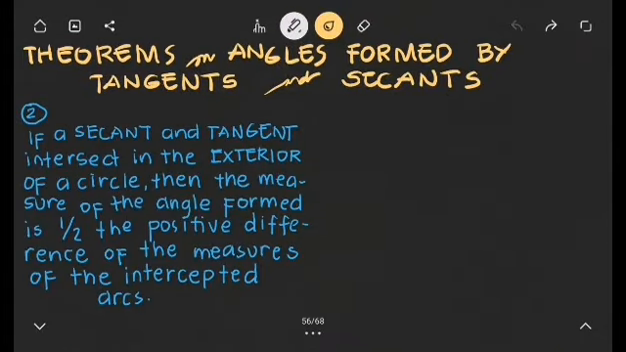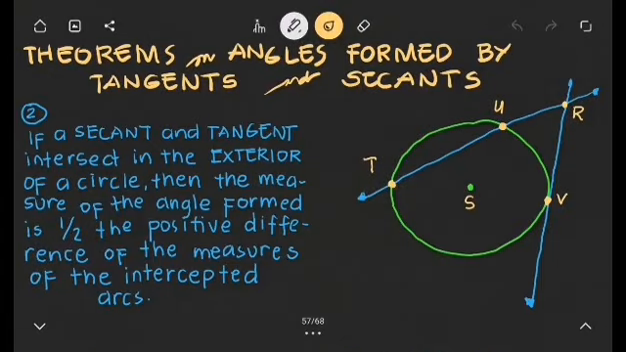For our second theorem, we have an intersection of secant and tangent line in the exterior of a circle. Then the measure of the angle formed is 1/2 the positive difference of the measures of the intercepted arcs. So almost the same case doon sa una nating theorem, but this time, ang involved ay isang secant line at tangent line. So let's say we have circle S and let's say we want to know the measure of angle TRV.